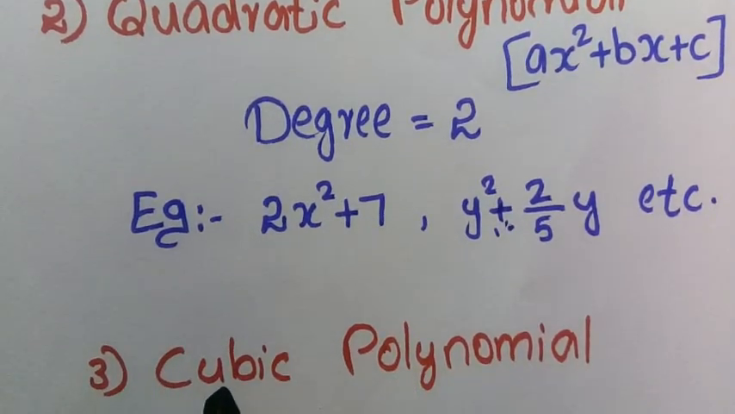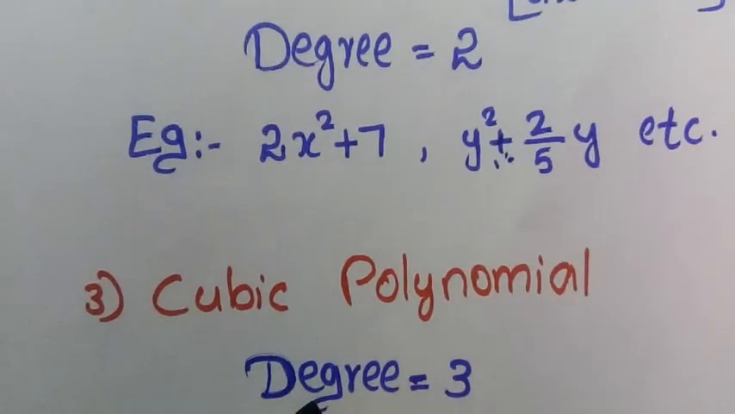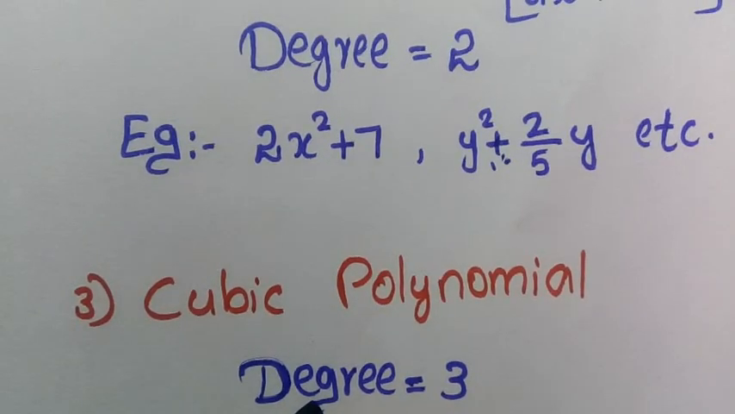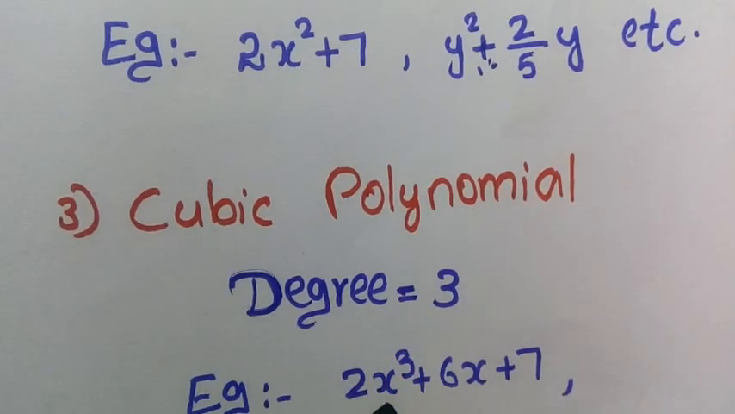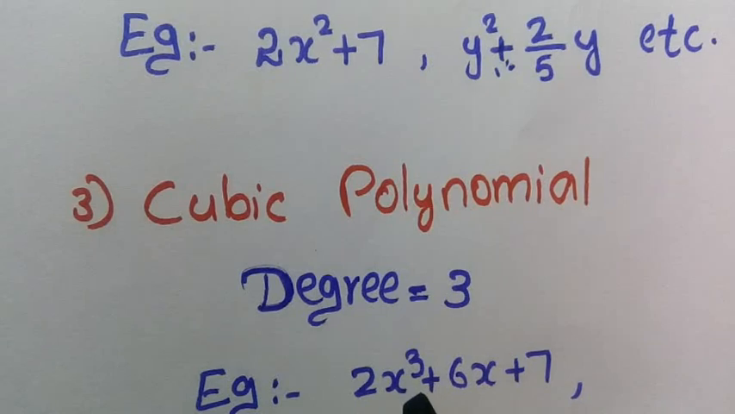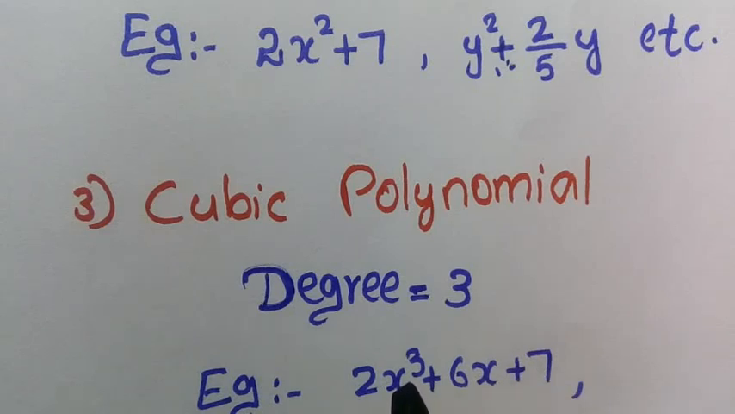Next type is cubic polynomial. A polynomial of degree 3 is called a cubic polynomial. Example, 2x cube plus 6x plus 7. In 2x cube plus 6x plus 7, the variable is x and the highest power of the variable is 3. That is, the degree of this polynomial is 3. So we can say 2x cube plus 6x plus 7 is a cubic polynomial.